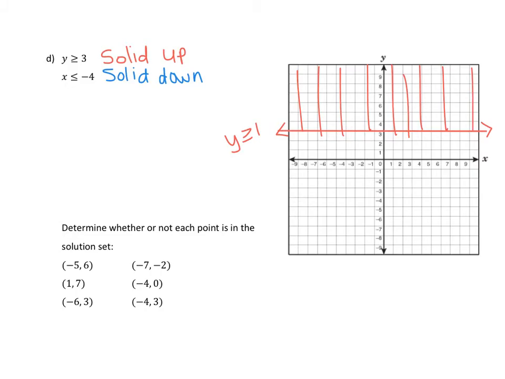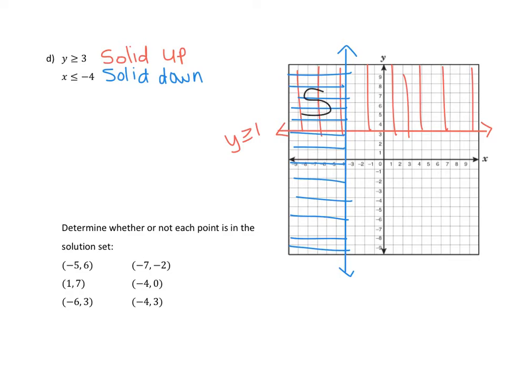x is less than or equal to -4. Vertical line at x equals -4. Again, make sure you have your arrows. Now this one says shade down, but I don't really have a down because it's a vertical line. But remember, I want x values less than -4. So the x values less than -4 are left. We have a nice intersection here. And we have two solid lines. Oh, I forgot to label. x less than or equal to -4.